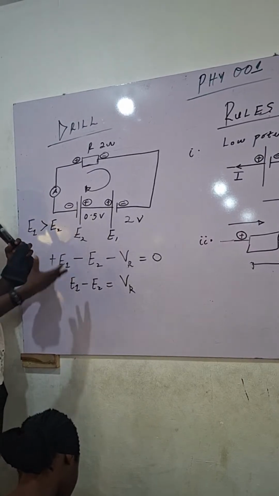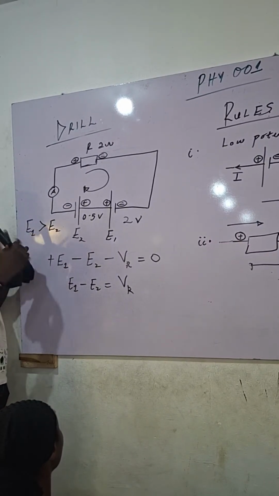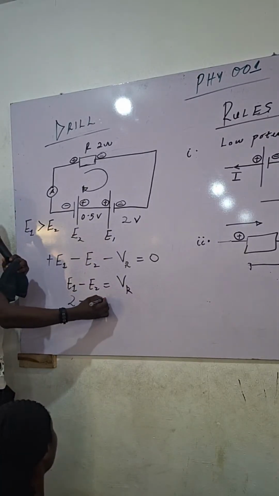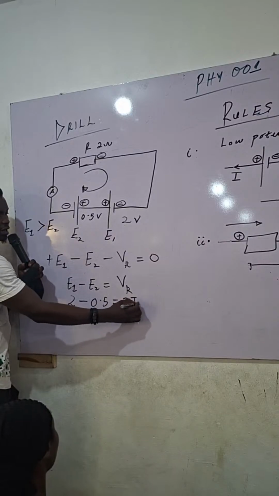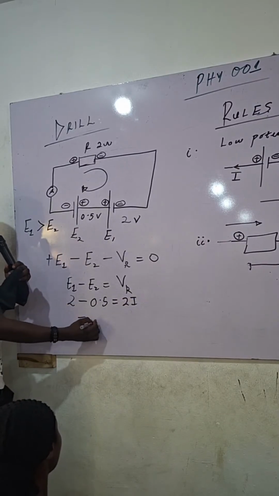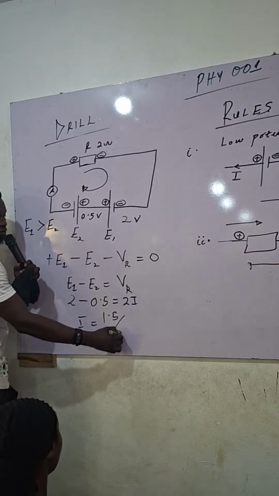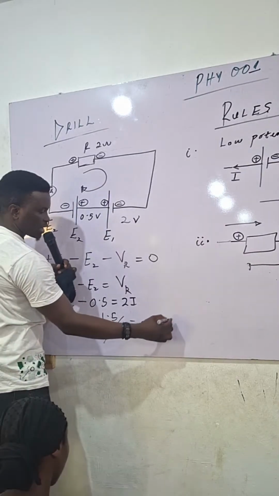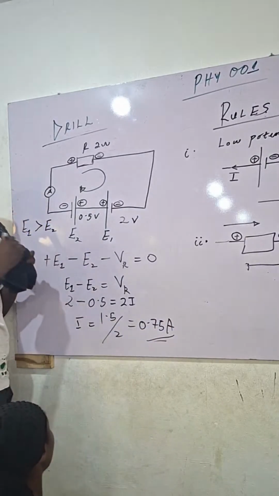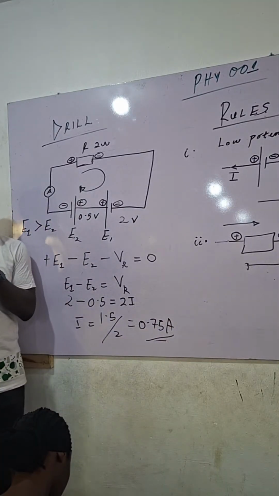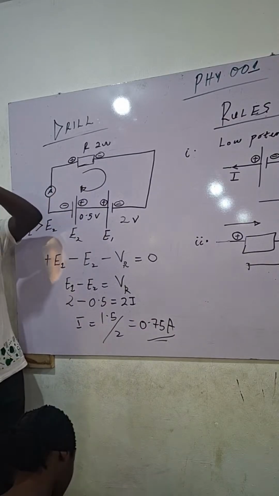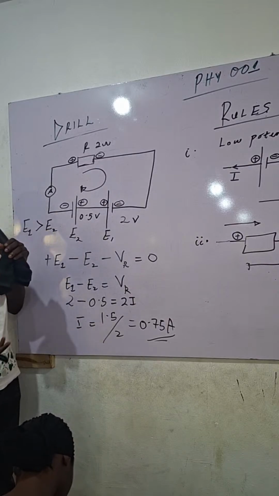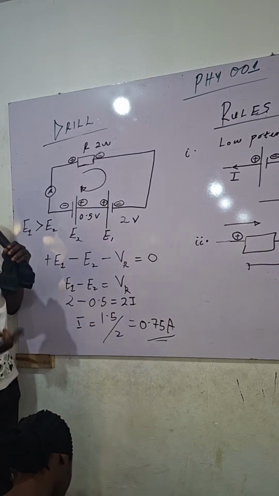To just explain. Now, from what we have here, that means my E1 is going to be what? 2 minus 0.5 is equal to 2I. So I is going to be 1.5 all over 2. That would be 0.75 ampere. We solved that like 2 days ago, but just to tell you what I did that time to get the loop rule. So now, if I'm going the other way around, will I still get the same thing?